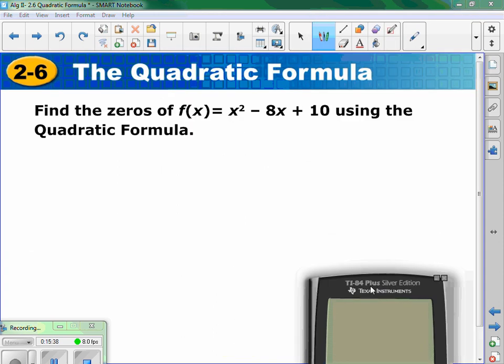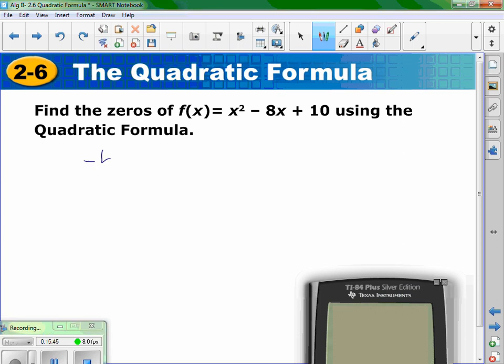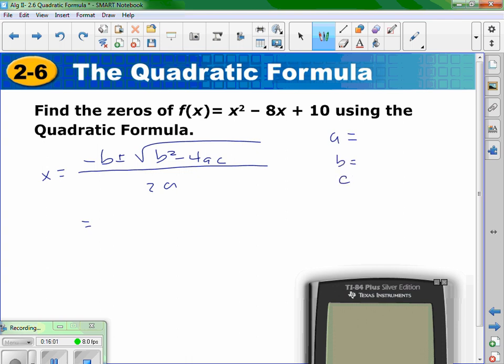Let's try another. All right, for this problem, negative b plus or minus square root b squared minus 4ac. This is where some of you are forgetting. It's all over 2a. That tells us our zeros. A, B, C. What's your A? 1. What's your B? Negative 8. What's your C? 10.